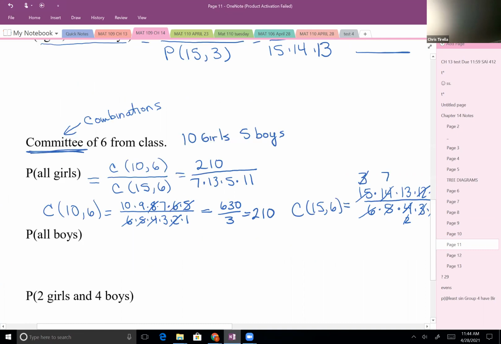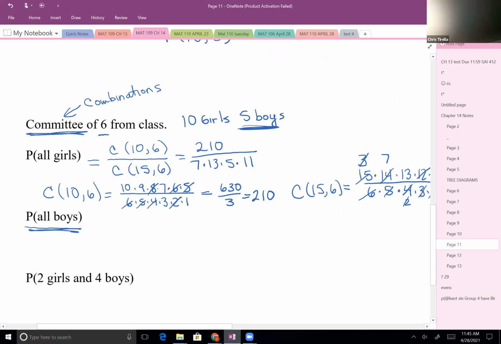Next one. What's the probability that I get all boys? How many boys are in the class? Five? 5 boys in the class? How many do I want on this committee? 6. So can I get 6 boys for this committee? Is it possible? No. If it's not possible, the probability is 0.